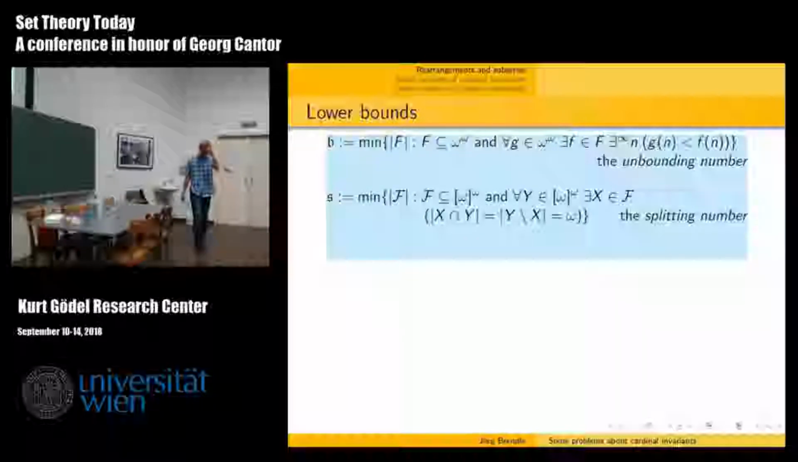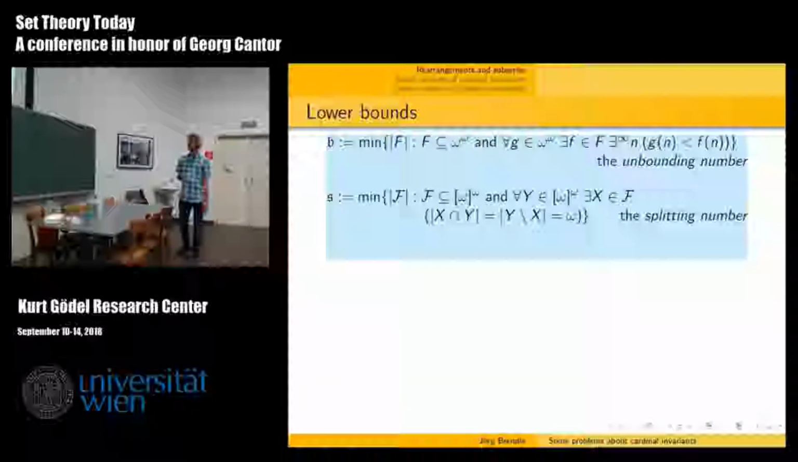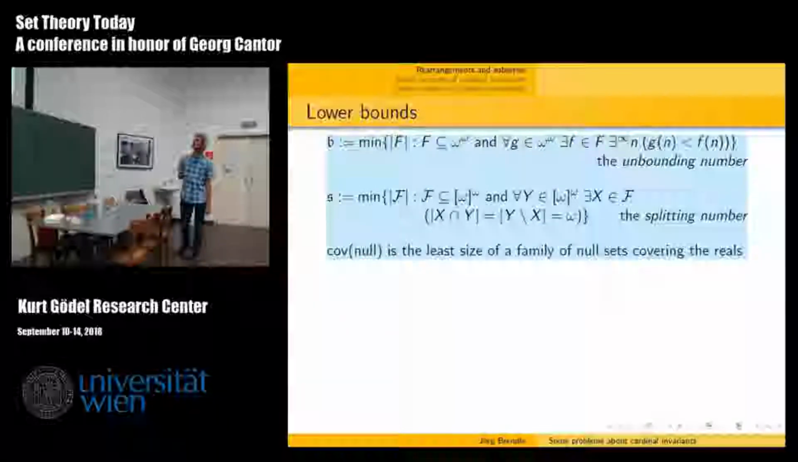It's the smallest size of a splitting family, and here we say that a set X splits a set Y if X splits Y into two infinite pieces: X intersected with Y must be infinite, but also Y minus X must be infinite. So this is the splitting phenomenon, and then s is defined as the minimal size of a family of subsets of the natural numbers omega, such that for every infinite subset of omega, there is an X in this family which splits the given object. Okay, and finally, cov(N) is the least size of a family of null sets covering the real numbers.